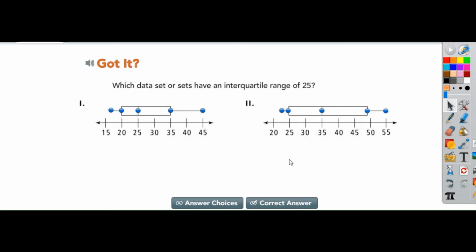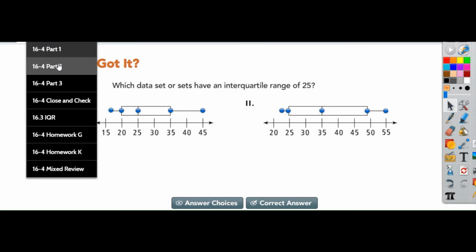Go ahead and answer this one in your digits book. Should be fairly easy.